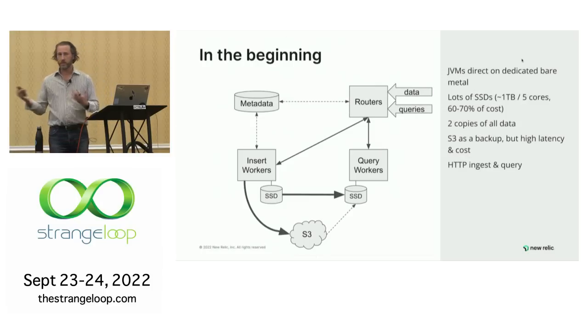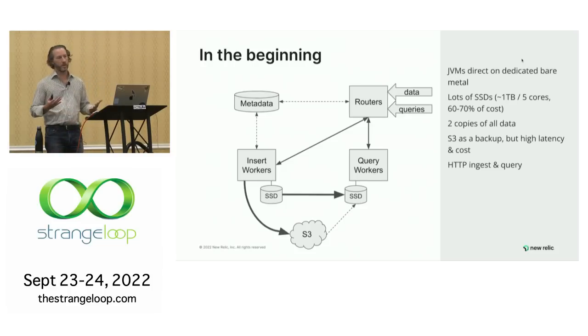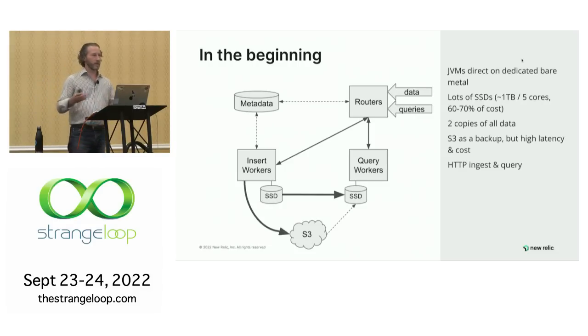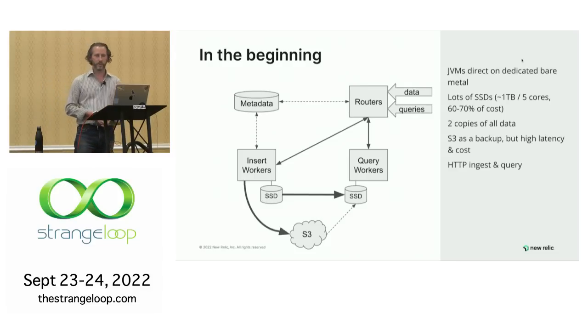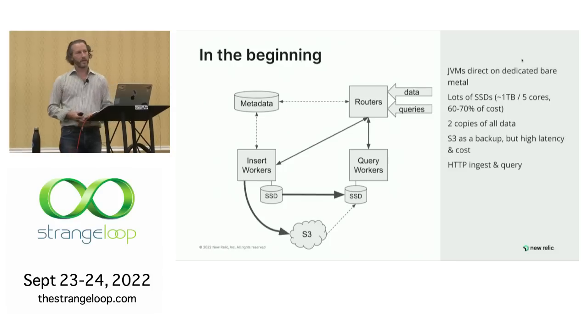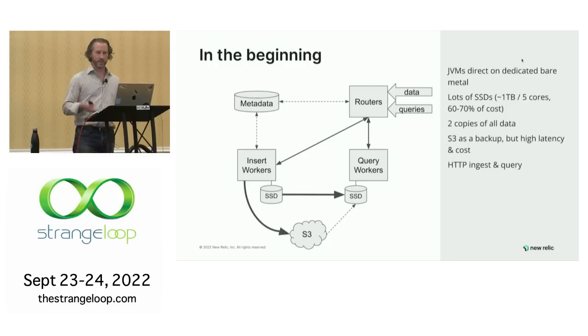So this is a picture of the very first version of the architecture, how it started 8-9 years ago. At this time, as I said, we were running in our own data centers. Docker had not yet been released. So we were running JVMs directly on a big pile of dedicated hardware for this system. We had lots of SSDs crammed into the chassis of these Dell servers.